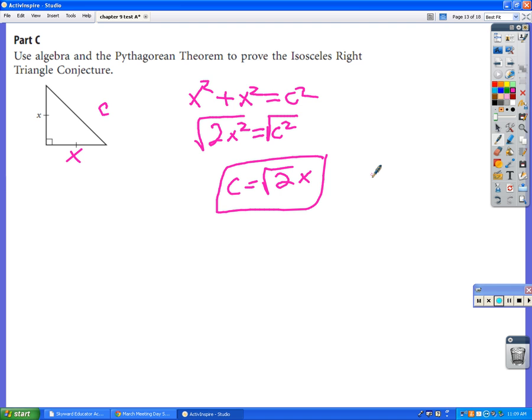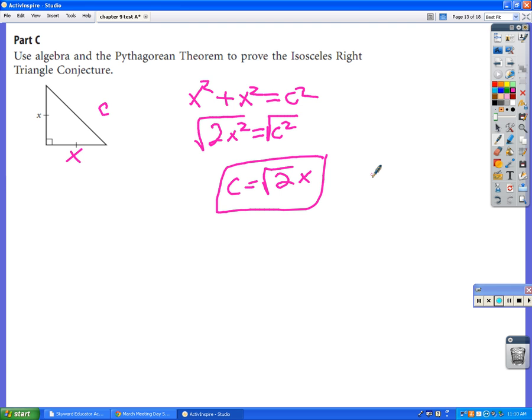Just a little hint. Tomorrow, the test is going to be form B. This one had you prove the isosceles right triangle conjecture. I wonder what conjecture the other test is going to have you prove. What other special triangles do we know? Okay, any questions on that stuff?